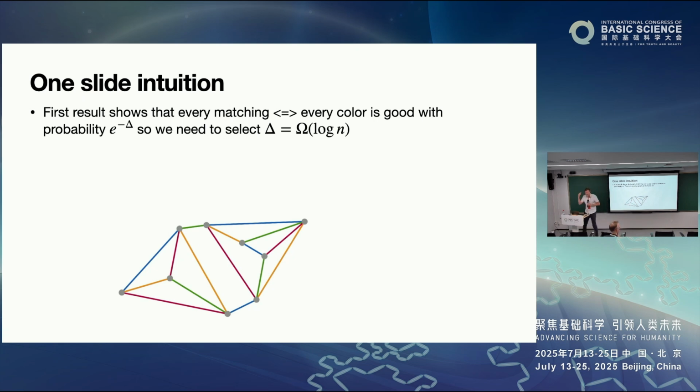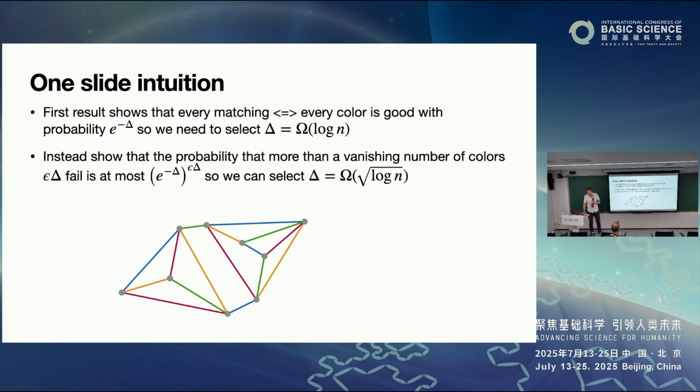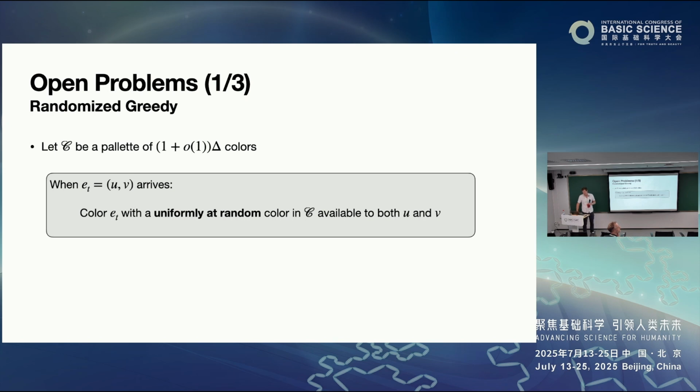So instead of the criterion that every color is good, what I say is that all colors are good except a vanishing number of colors, at most epsilon delta many. Now you hope that the events that colors fail behave as independent. That's where the sweat comes in. But then you get e to the minus delta squared concentration, and that's where the root log n comes from. So you have two deltas: you have the color palette and you have the degree. And that's it.